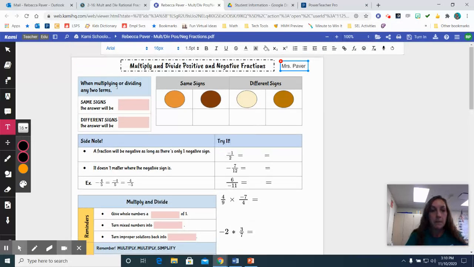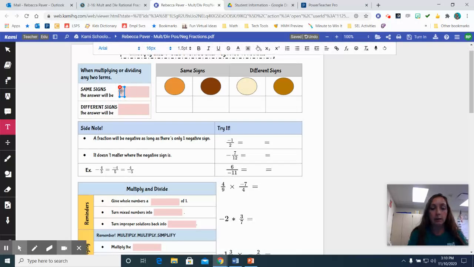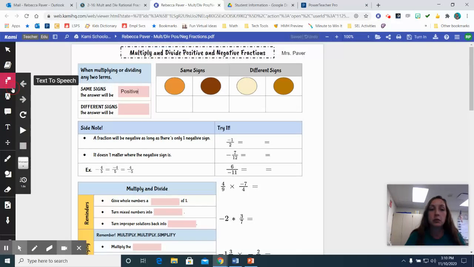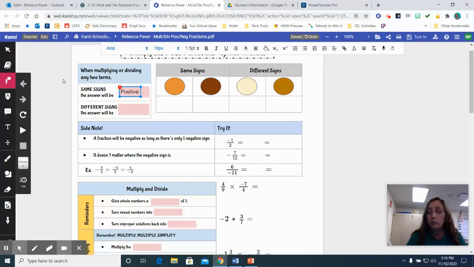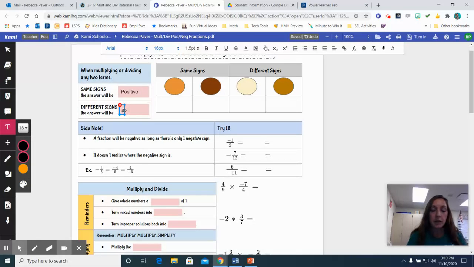and the date. So this top part is basically some rules and the notes that we need to remember in order to be able to multiply and divide with positive and negative fractions. This first box in the upper left-hand corner says when multiplying or dividing any two terms, same signs, the answer will be positive. Remember, we learned that when talking about integers, this will not change now that we're talking about fractions. And then different signs, the answer will be negative.